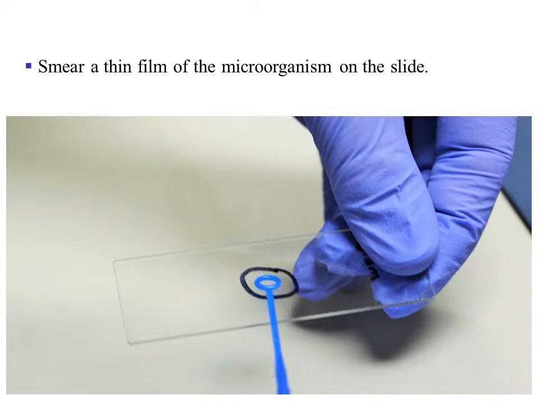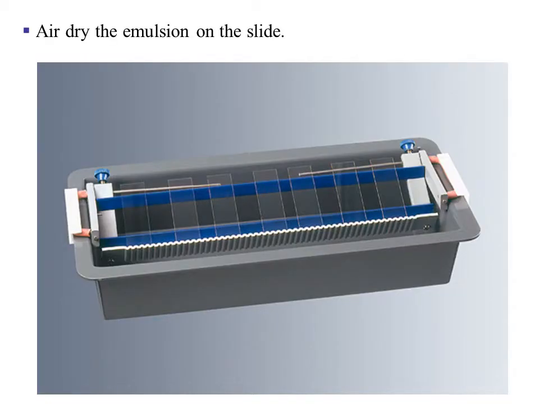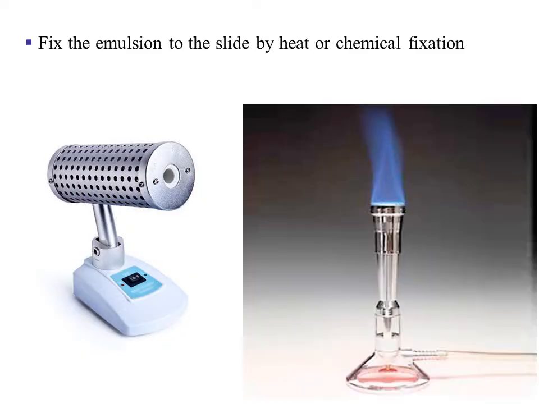The first thing you would have to do is create a smear. A smear is a thin film of microorganisms on a slide. The next thing you will need to do is air dry the emulsion on the slide. After the emulsion is dried, then you would need to either heat fix the emulsion onto the slide or chemically fix the emulsion onto the slide.